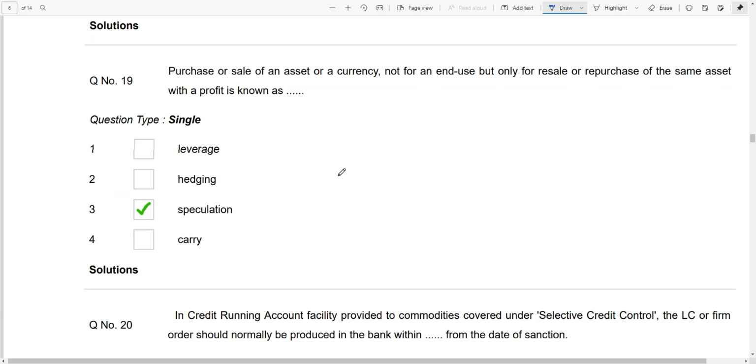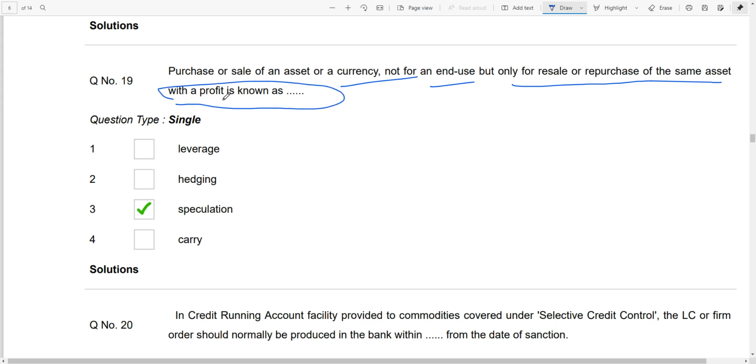Purchase or sale of an asset or a currency not for an end use but only for resale or repurchase of the same asset with a profit is known as leverage, hedging, speculation, carry. This is known as speculation.